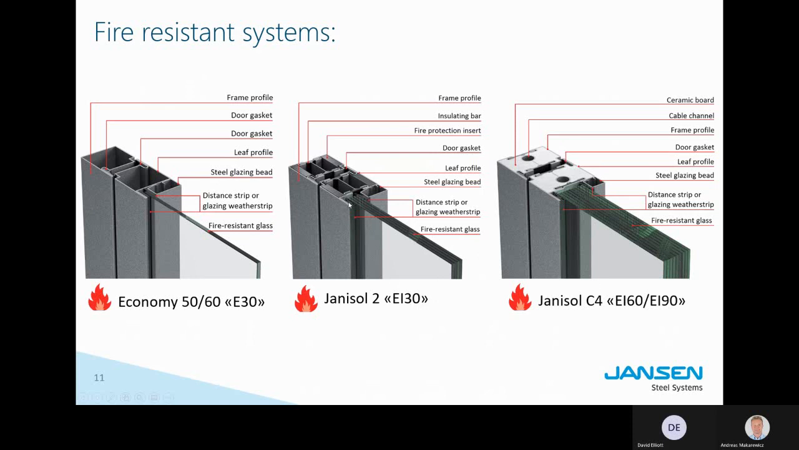So you see here, Yanisol 2 is good for the class of 30 minutes, EI. Yanisol C4 is good for classes EI 60 and EI 90, depending on the glass. The difference is just the glass here.